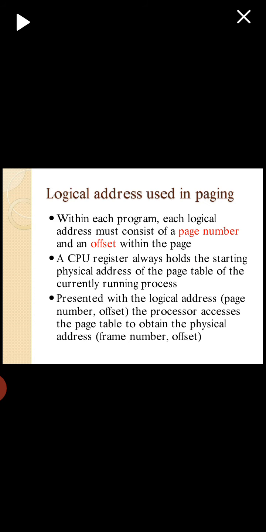Now, the logical addresses used in paging. Within each program, each logical address must consist of a page number and an offset within the page. A CPU register always holds the starting physical address of the page table of the currently running process. So, presented with the logical address, that is page number and offset, the processor accesses the page table to obtain the physical address, that is frame number and offset.